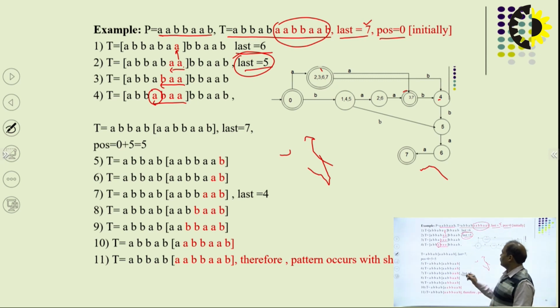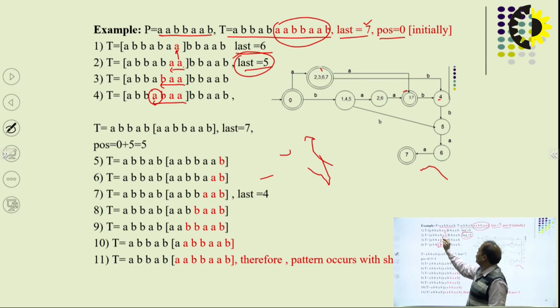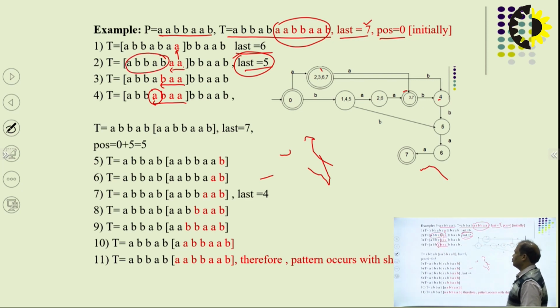So that means BAA is not there. What was the last position? 5. Its meaning is very simple: 2 to 4. That means next time these 5 positions are not matching. So next time in this shift, these 2 characters are matching.